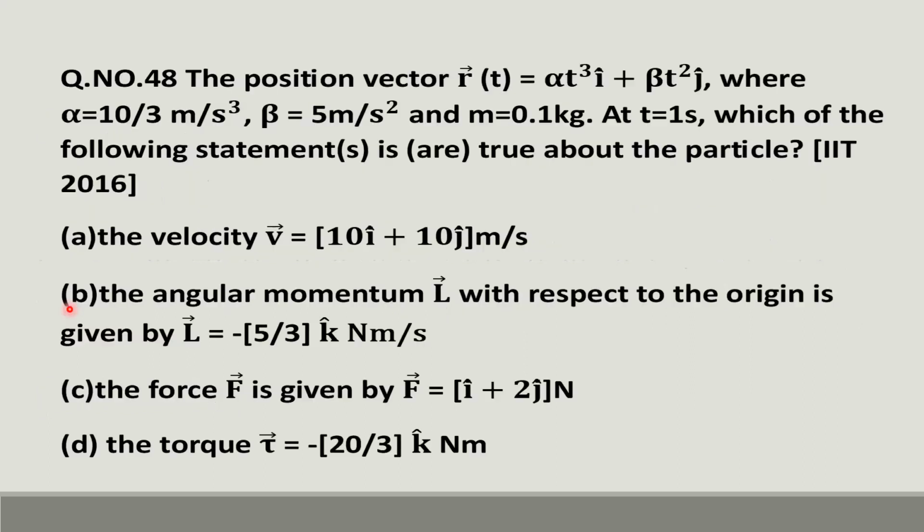Let us see the next one. The position vector r bar is given as a function of time, with alpha, beta, and mass given, at t equal to 1 second. Which of the following statements are true about the particle? So this was asked in 2016 Advanced. Let us see.